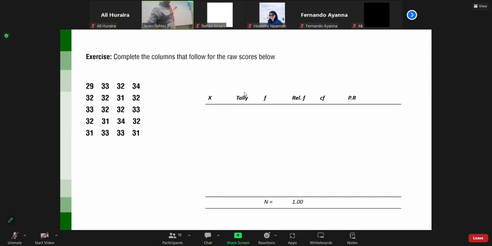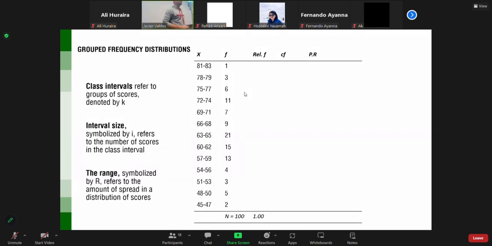Now, what do we do if we have this kind of data? Class intervals. This is what you were waiting for. Now we have class intervals. What is a class interval? A class interval refers to groups of scores, denoted by K. The German word for class starts with K. We could have taken another letter, but we can also think of K as a constant. This is why we use K.